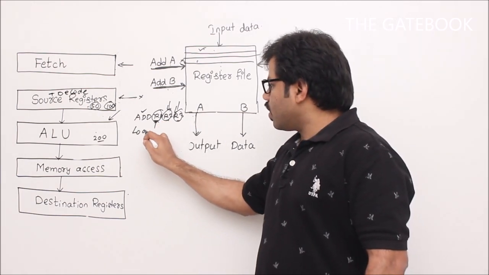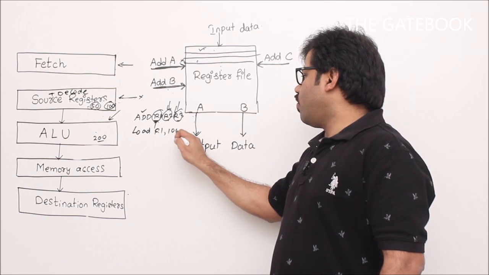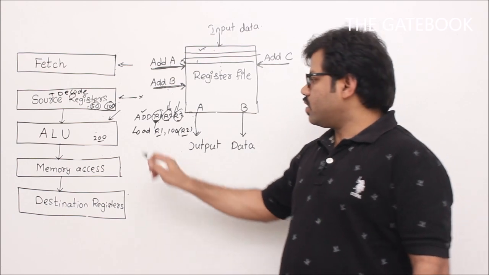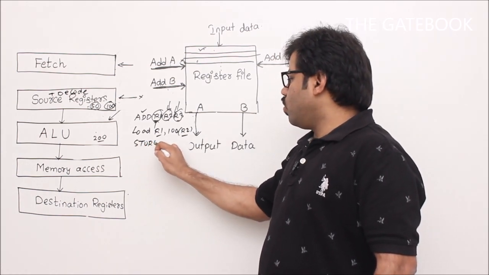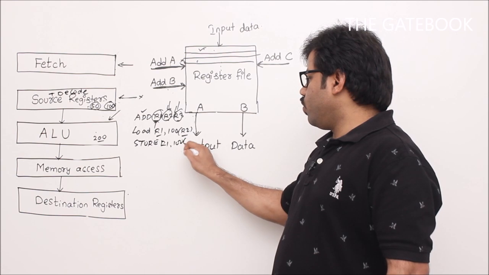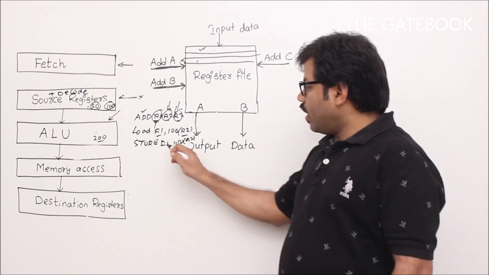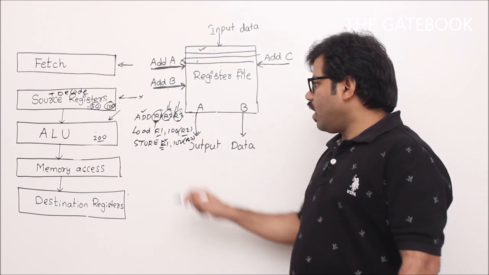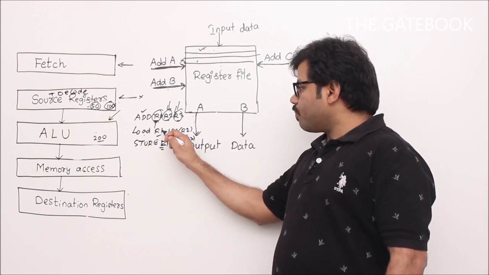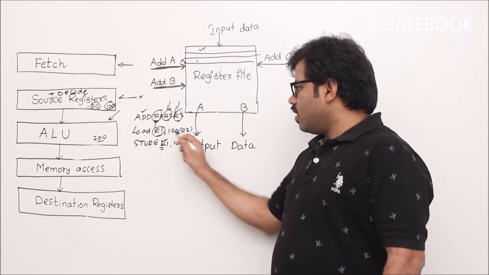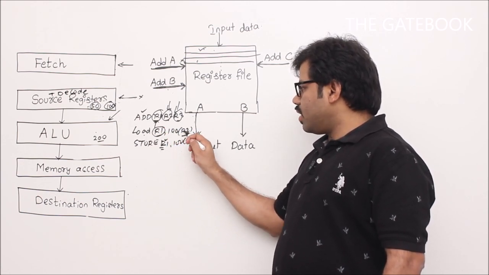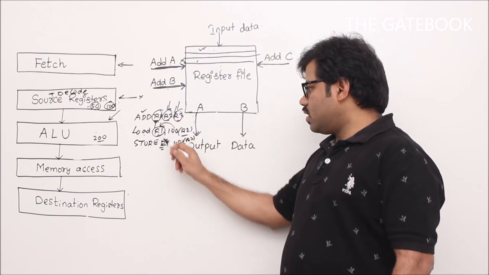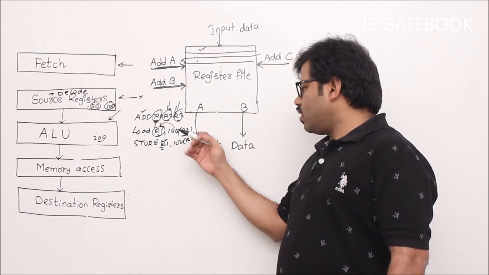Similarly, load R1, 100 of R2. Here of course at most 2 registers are required, correct? Similarly, store R1, 100 of R2. If you do this, then one register is for storing the data, one is for taking the data. Similarly in load, we will be taking the data from 100 plus R2 and storing it in R1, correct? So here also we require one register to store and one register to get the data.